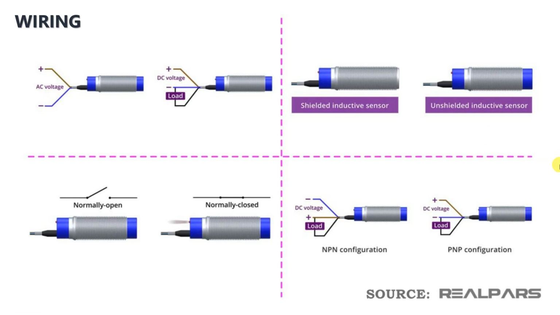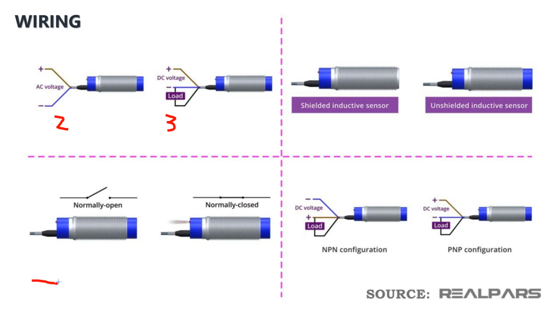Wiring, just like the capacitive proximity sensor, they can be a 2 wire, 3 wire, or 4 wire configuration. The 2 wire can also be an AC voltage source. It can also be a DC voltage source. The 2 wire sensor acts as a simple switch, a normally open or a normally closed switch.